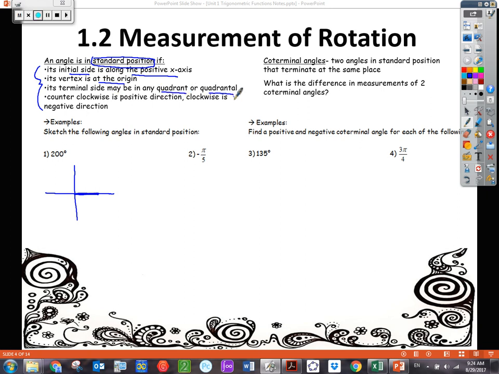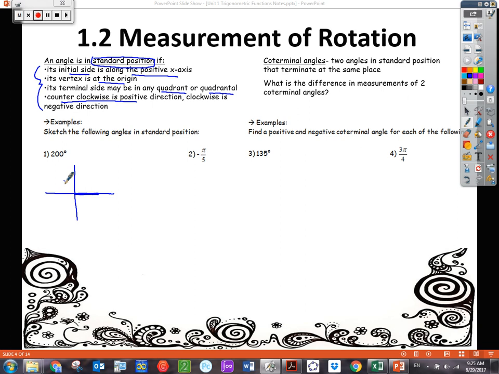Now, quadrantal may be another vocabulary word that you're not familiar with. What does that mean? Quadrantals are those pieces of the x and y axes. So yes, it is possible for us to have a 90-degree angle. I would put the terminal side on the quadrantal here at 90 degrees. So that's possible. Now direction: counterclockwise is positive. So if I rotate this way, it's positive, which I think you learned last year. And if I go clockwise, again starting at the x-axis, this way is negative.